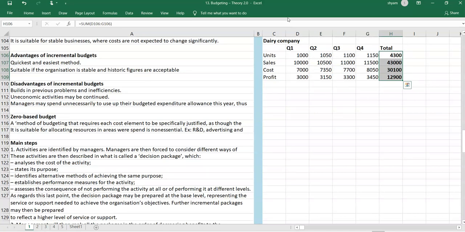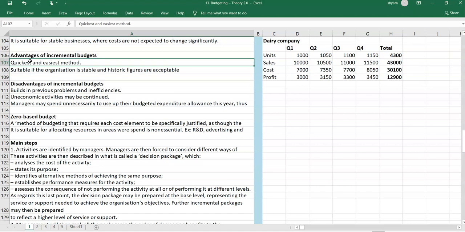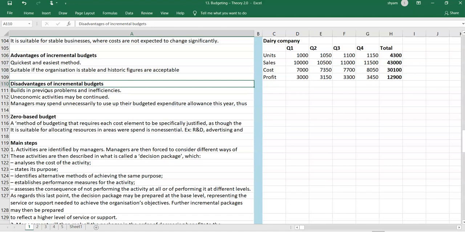So this is about incremental budget, where things are very stable in nature, and we can predict them quite easily. In those businesses only we can do this. The advantage is it is the quickest and the easiest method in budgeting. It is suitable if the organization is stable and historic figures are acceptable. The disadvantages of incremental budgets are that they build in previous problems and inefficiencies.